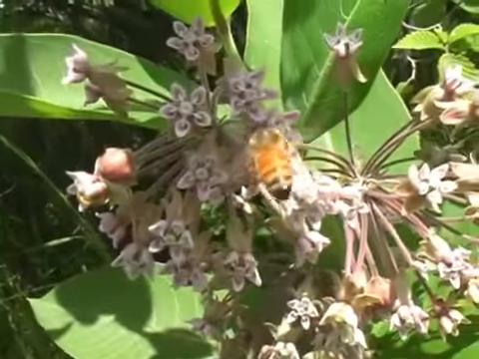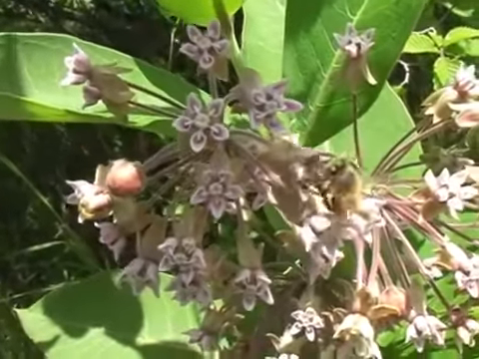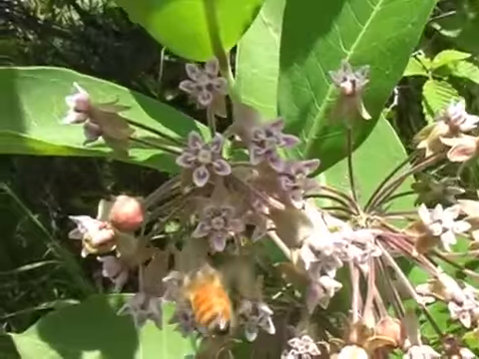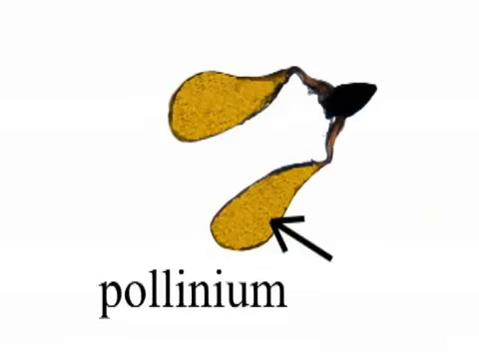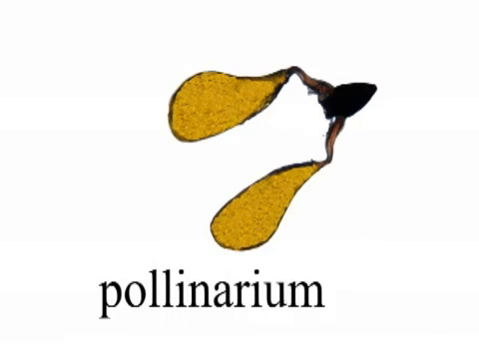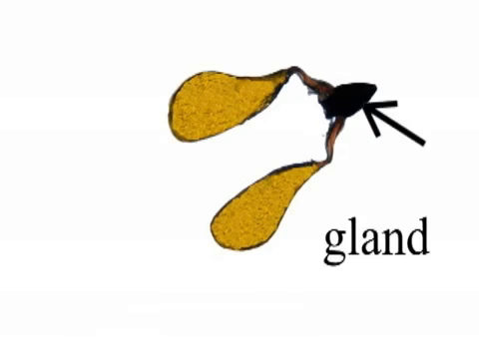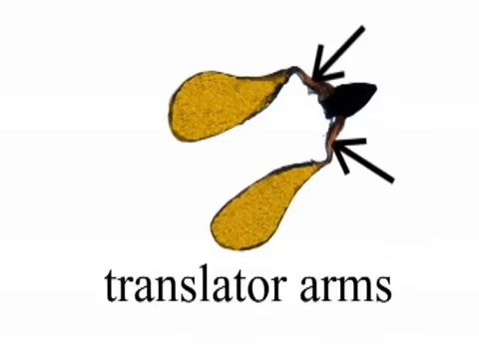Milkweed flowers also must be pollinated, but the process here is very different from that of most plants. The pollen in a milkweed is packaged in a waxy mass. This package is a pollinium. Plural is pollinia, and the whole structure is called a pollinarium. The black structure at the top of the pollinarium is the gland. It is connected to the pollinia with filaments called translator arms.